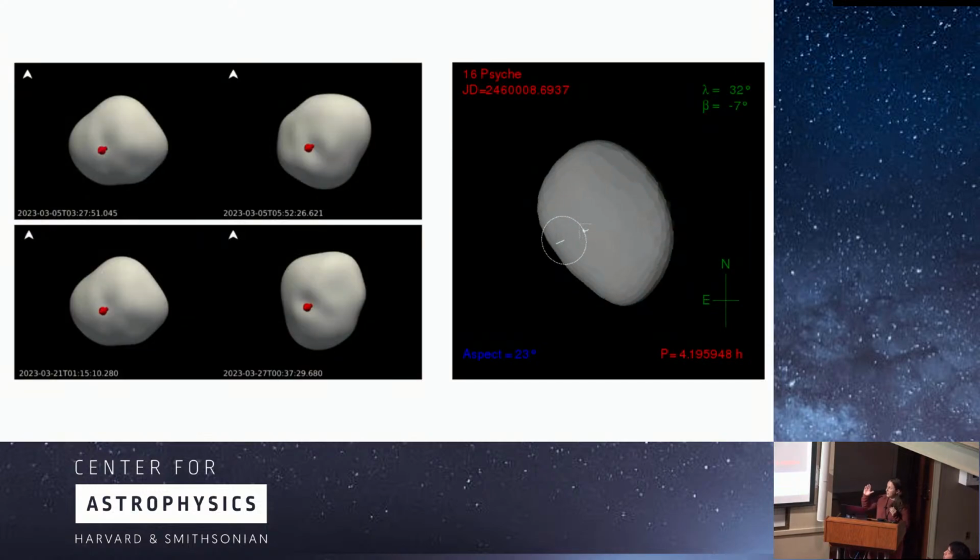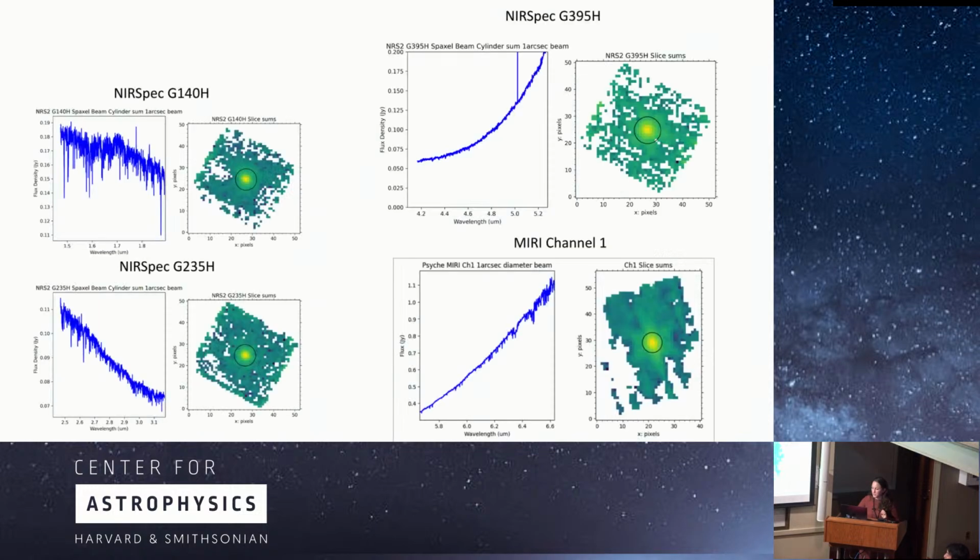And here's what Psyche looked like in terms of its shape model and orientation at the time of these observations. So the NIRSpec observations took place in early March 2023, and then the MIRI observations took place later in March 2023. And you can see it's nearly pole on, with an aspect angle of about 23 degrees.